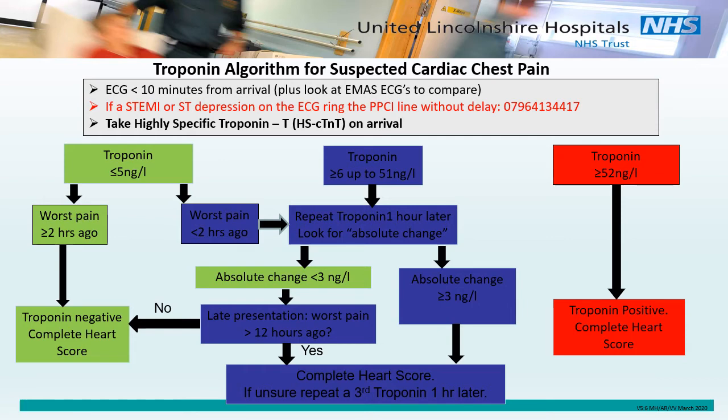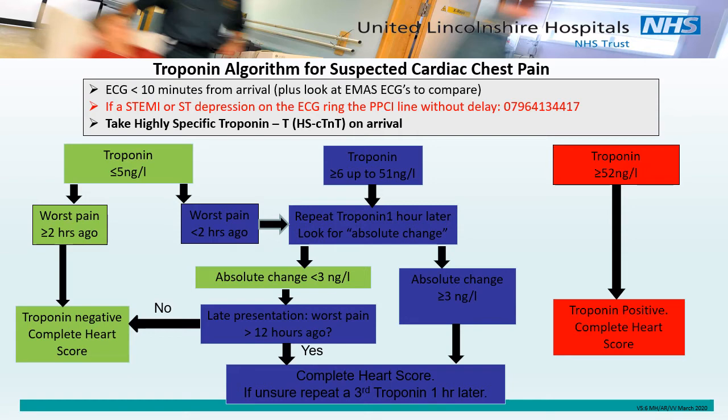If the absolute change is less than 3 and the presentation was late, so the worst pain was more than 12 hours ago, because you know that troponin usually takes a few hours, 4 to 6 hours, just to rise. So if that late presentation is more than 12 hours, we can have a reliable reading for that troponin, and it is not that raised. So we can complete the heart score and we can consider the patient for discharge or referral to SDEC Rapid Access Chest Pain Clinic.